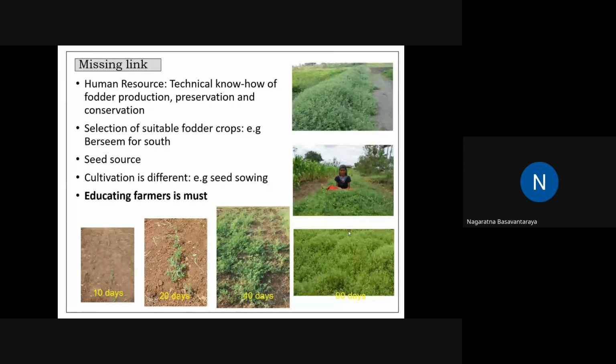And the cultivation of fodder crops requires a different skill altogether. It is not like the usual cultivation of a food grain crop. It is different because of the type of seed the grasses have. So educating the farmers is a must. So one of the reasons to push forward the cultivation of the fodder crops is to address all these missing links.